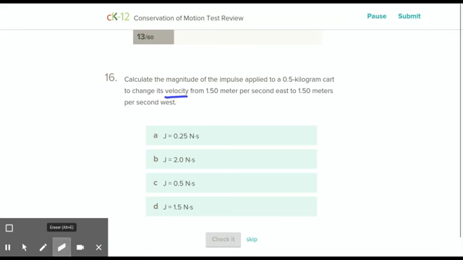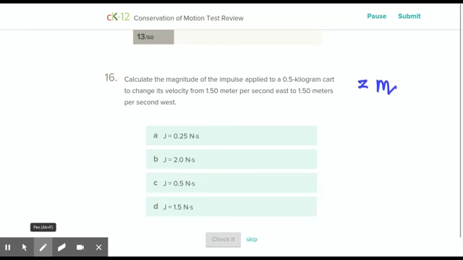Number 16. Calculate the magnitude of impulse applied to a 0.5 kilogram cart to change its velocity from 1.5 meters per second east to 1.5 meters per second west. Okay, remember our impulse is equal to m times delta v, right?